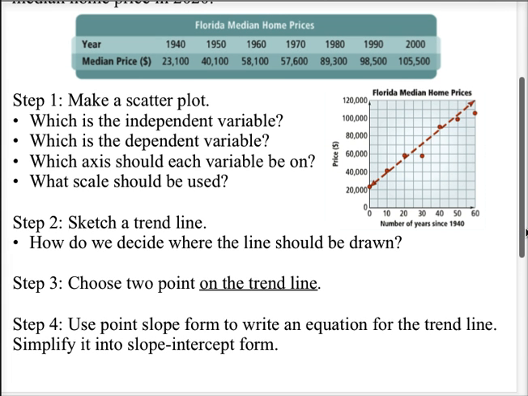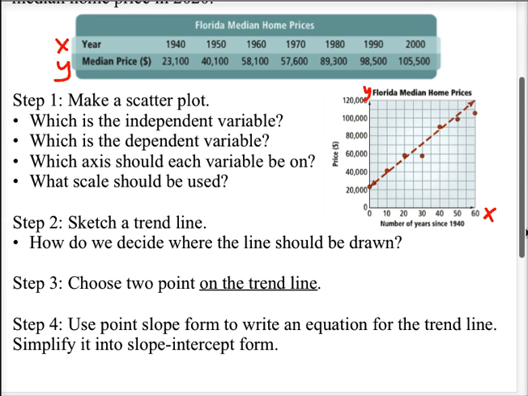So the first thing when you make your scatter plot, which they've already done for us, you'd want to see which is the independent variable and which is the dependent variable. Well, again, independent variable would be your x, so independent would be your years. Your y, your dependent variable, would be the median house prices. All right, which again, you can see modeled right here, x and y.